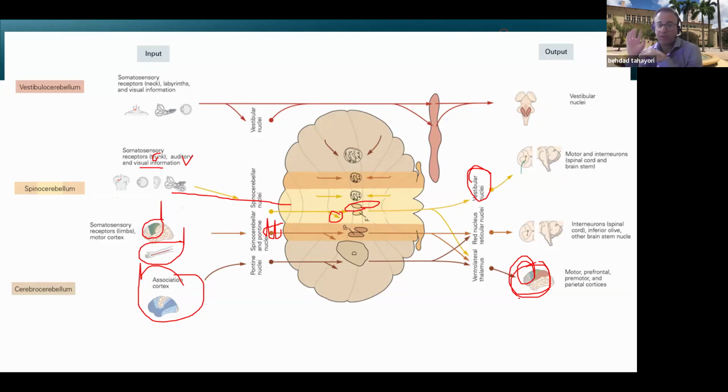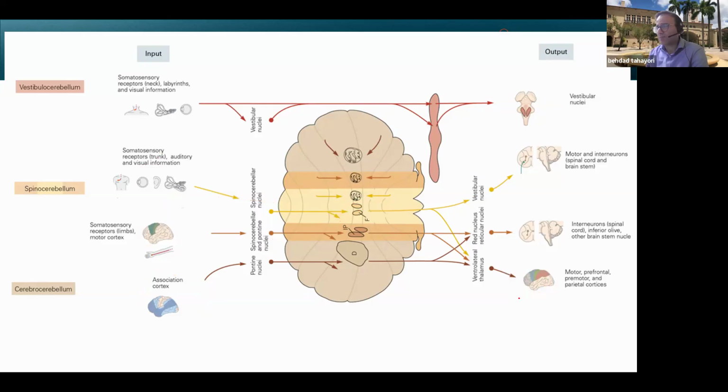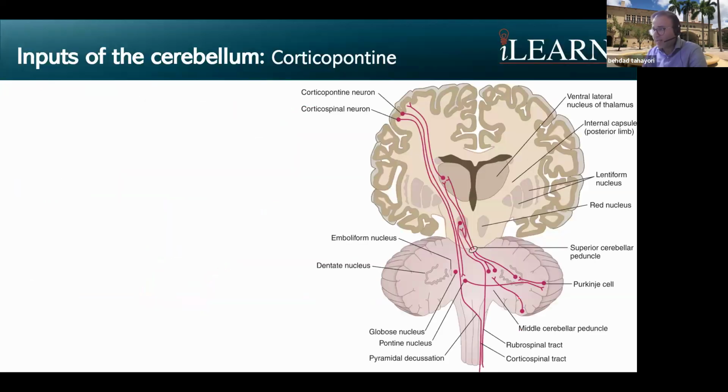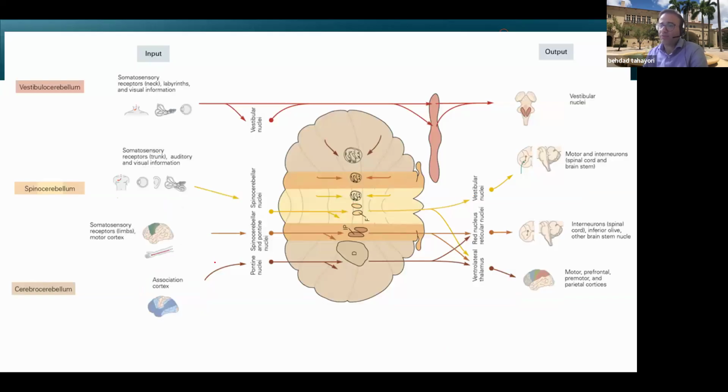This is what I want you to keep in mind, and we will have this image several times because we go back and forth to learn different parts of that. So I clean this one and let's move on. So right now, so far, we talked about input and output, but now we have another question to answer in the next 20 minutes: what are the actual anatomical pathways from these sensory receptors to the cerebellum? Right now, here we have just shown that with an arrow. We draw an arrow, but where is it anatomically?